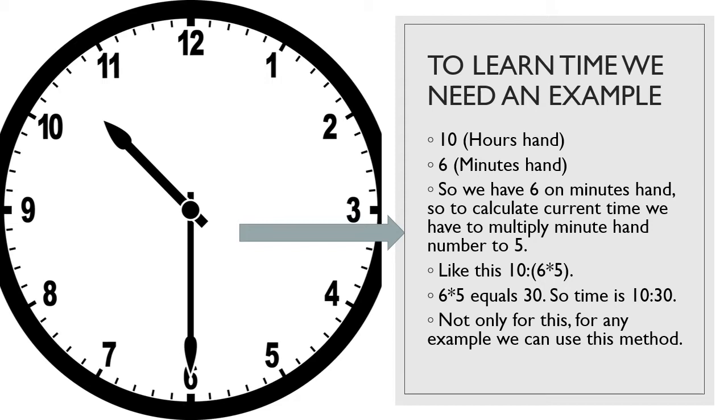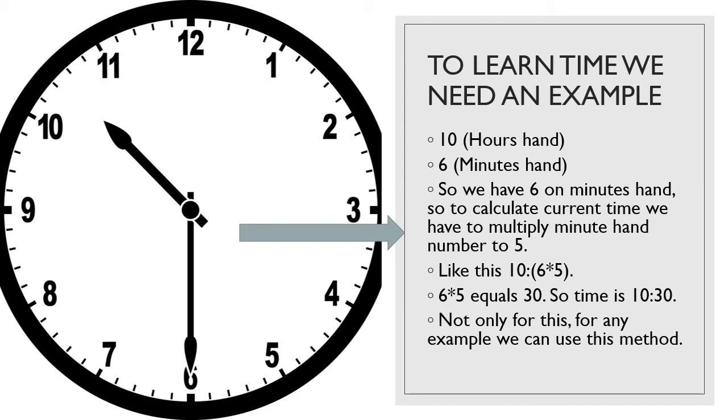So to calculate the current time, we have to multiply the minute hand number by 5, like this. 10, 6 into 5. 6 into 5 equals 30, right? Yeah, it is 30. So the time will be 10:30. Not only for this, for any example we can use this method.